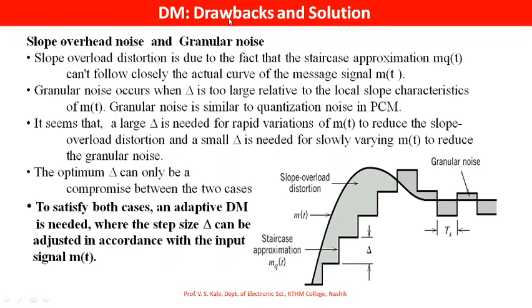Let us see the drawbacks of delta modulation, and to remove the drawbacks, what solution is there? Slope overload noise and granular noise. Slope overload distortion is due to the fact that the staircase approximation m q of t cannot follow closely the actual curve of the message signal. This is the actual curve of the message signal, and this one is the staircase approximation m q of t. Here the step size is fixed.